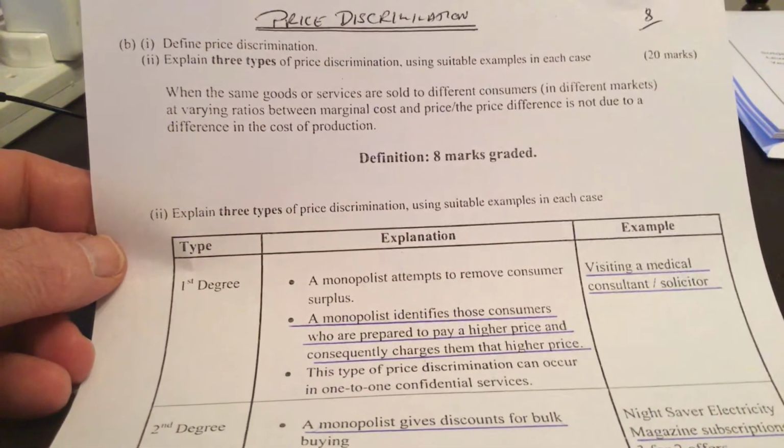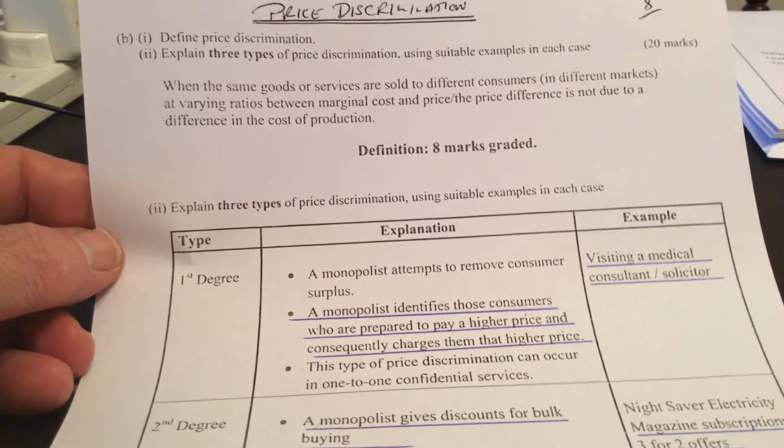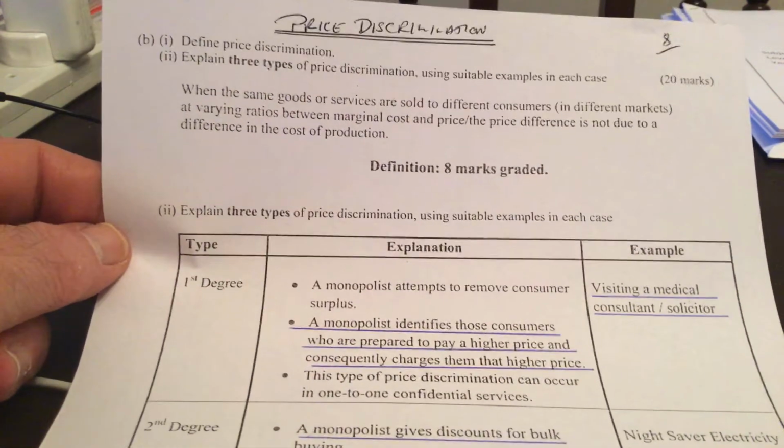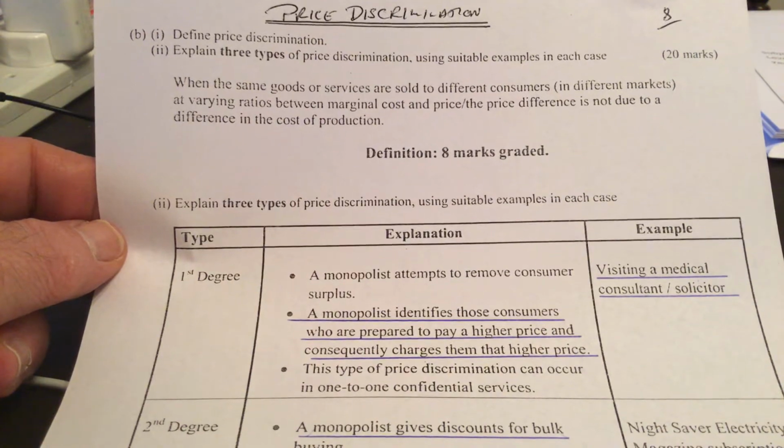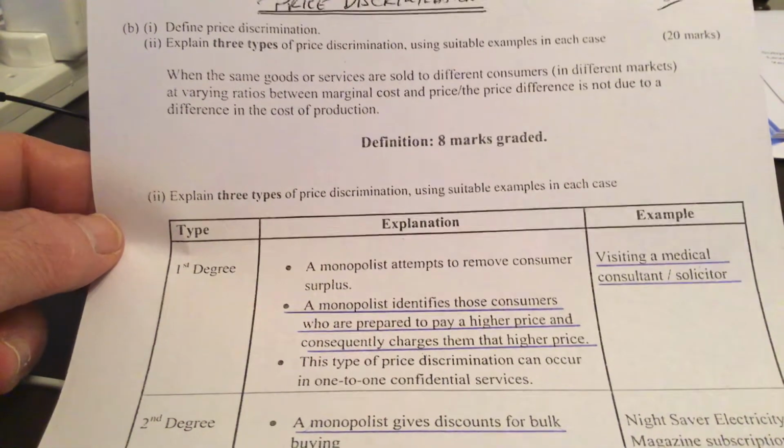Now, in the final part of Monopoly, we're going to look at price discrimination. This is a particularly difficult kind of section. Define price discrimination and explain three types of price discrimination using suitable examples in each case.